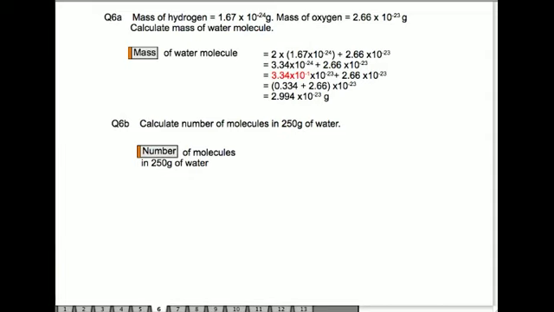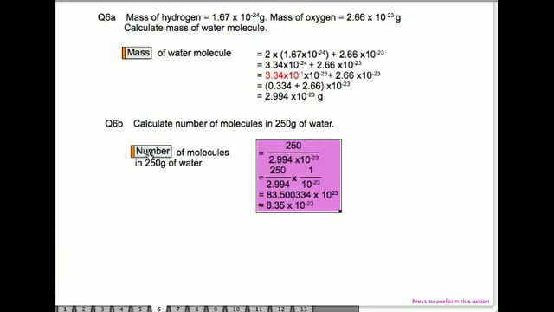In the second part, we need to find the number of molecules. To find the number of molecules in 250 grams of water, what we simply do is take 250, the weight of the water, divided by the weight of 1 molecule of water. This will give us the total number of molecules.